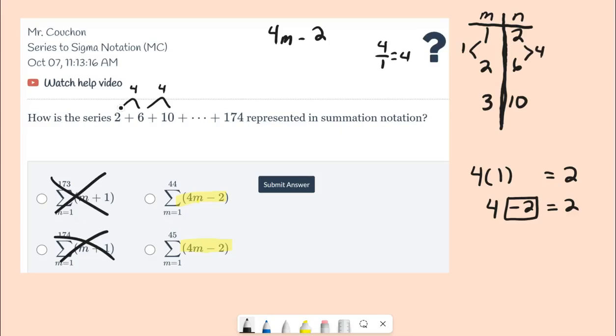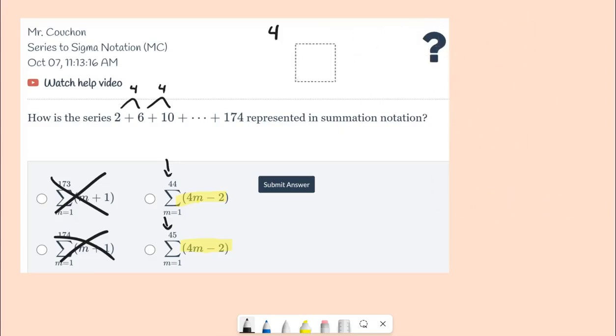Alright, now we just have to figure out, is this going to be 44 terms or is this going to be 45 terms? And to do that, well, you could list them all out and count, but I don't think that would be very efficient. I think a better way of doing it is looking at it like this. Take your highest term, 174, subtract the lowest term, which would be 2, and divide by the difference. Okay, so 174 minus 2 is 172. That over 4 is 172 divided by 4. That is going to be 43. You can use a calculator if you need to.